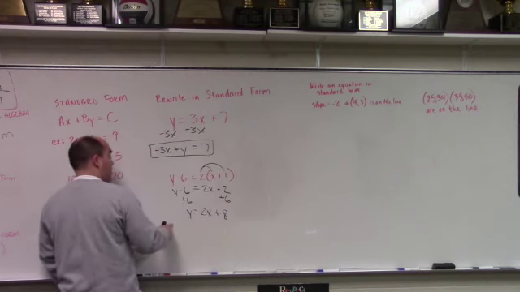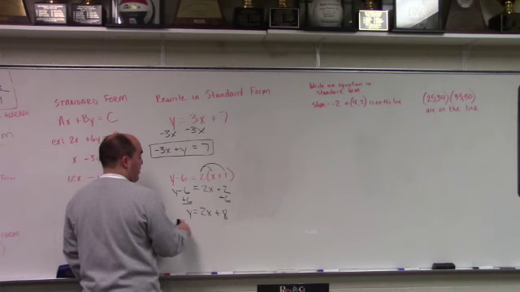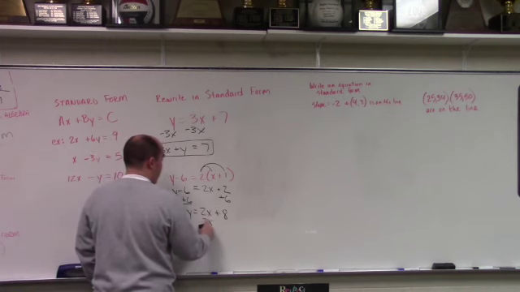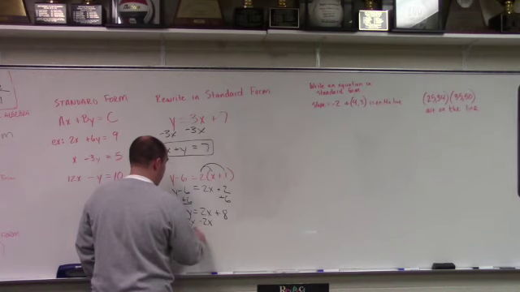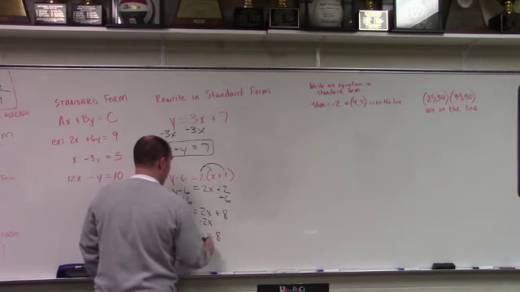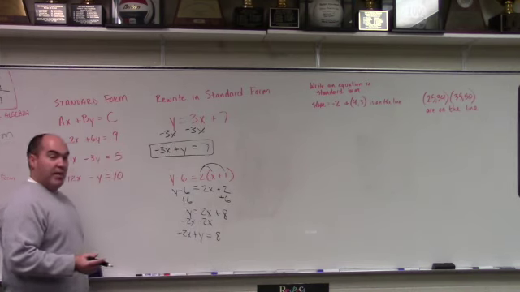So now I want this 2x on the other side over here with the y. So I would subtract it. And I'm going to get negative 2x. I have a positive y, and I have an 8 over here. Now I can be done.